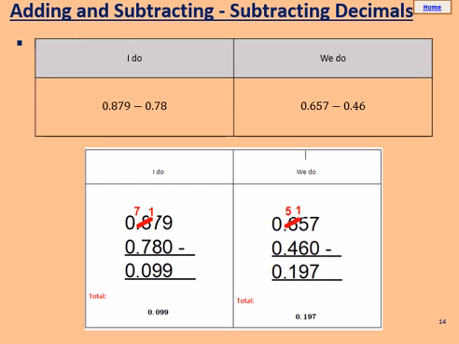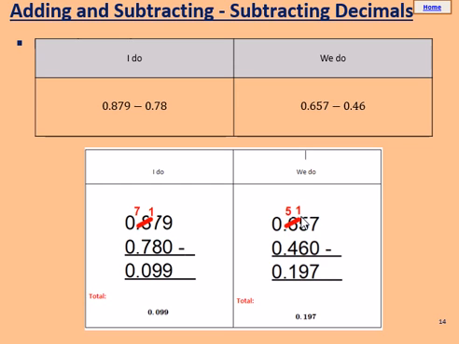0.197. So again, we write in a column 0.657 at the top. Now 0.46, remember the 4's in the tenths, the 6 in the hundredths, so it's 0.460, and we take these two away. 7 take away 0 gives 7. 5 take away 6, well that would put us into the negatives. We don't want that. So we borrow a 1 from this 6, turn it into 5, borrow a 1.